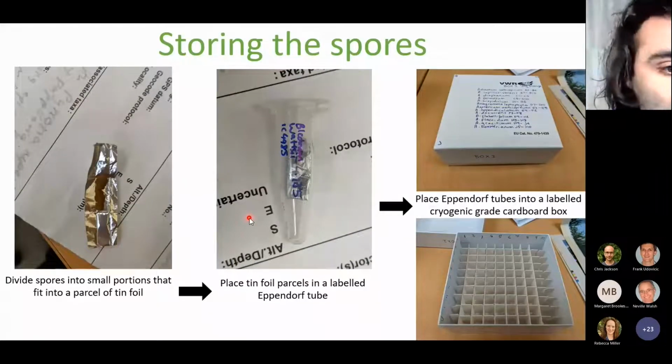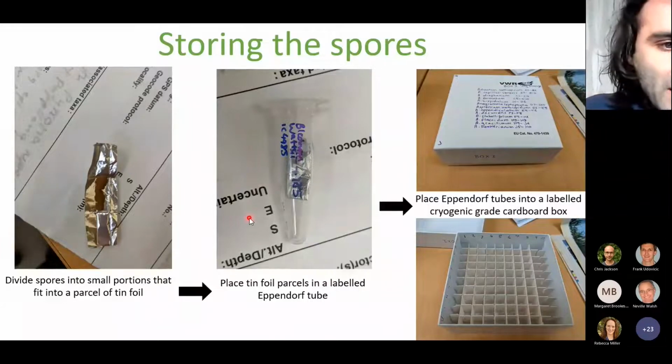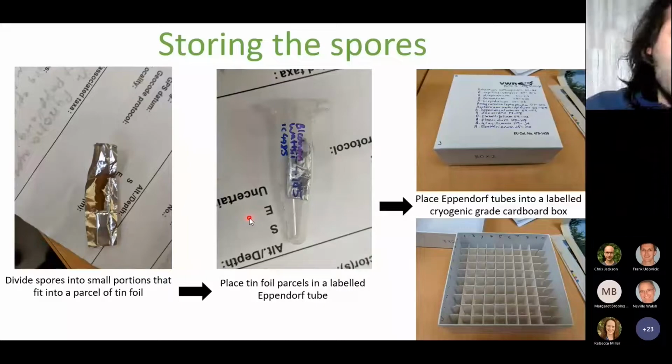So once I got the spores by themselves, then I've been dividing the spores into small portions. So rather than storing them all as one giant mass, I've been allocating them into aliquots in these parcels made of tin foil. And if you remember back to that slide with the microscope photo next to the ruler, I don't know how many spores that would be, but it would probably be in the thousands. So there's a generous number of spores just in that small parcel there.